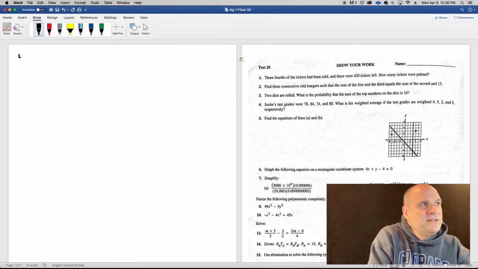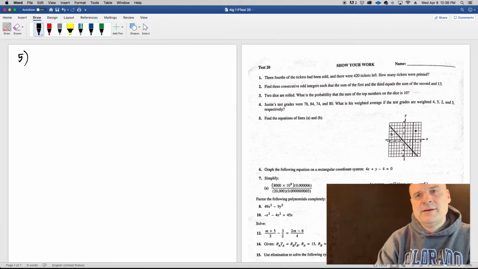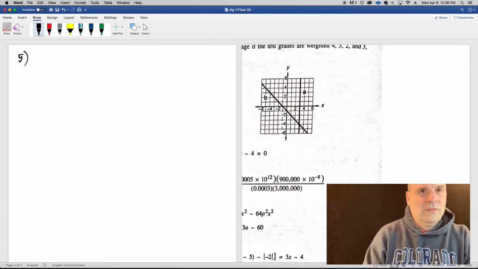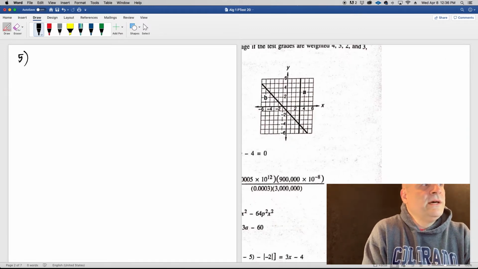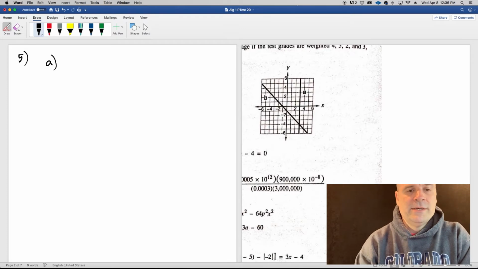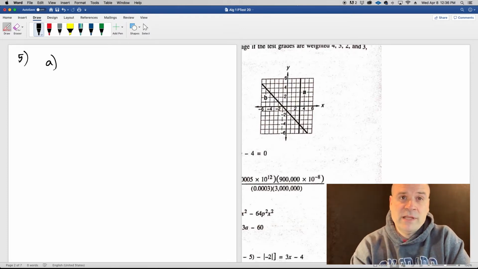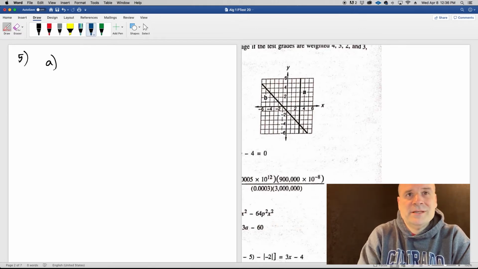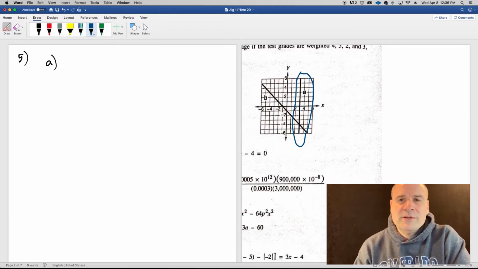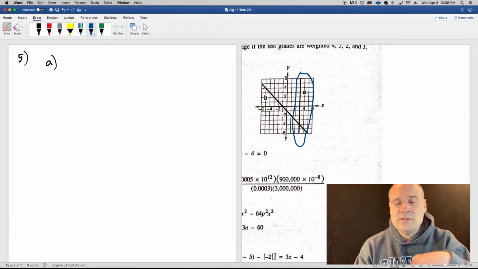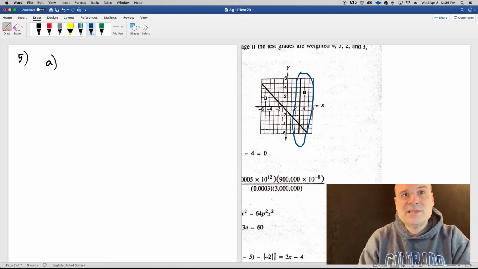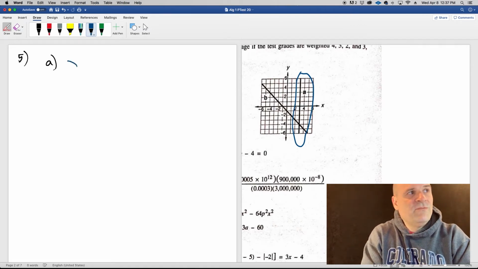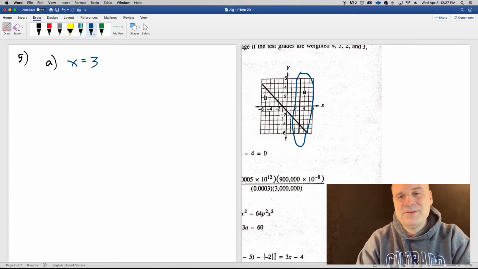Okay, number 5 says find the equations of these lines. All right, so let's zoom in here. Okay, so what's the equation of line A? Remember, when you have a vertical line, which is what line A is, let's just circle line A here. When you have a vertical line, that's just x equals wherever the line is. So it looks like it passes right here at x equals 3. So the equation for line A is x equals 3.